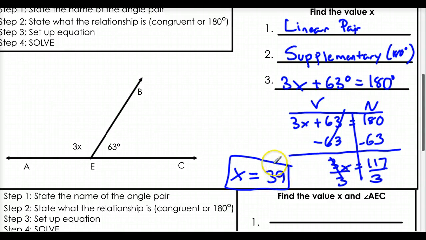All right, we did it. Now, if I wanted to know what AEB was, I could just plug that in. 3 times 39, and that's 90. Oh, yeah, sorry, that's 117. But anyway, we were looking for x. That's our answer. We did it.